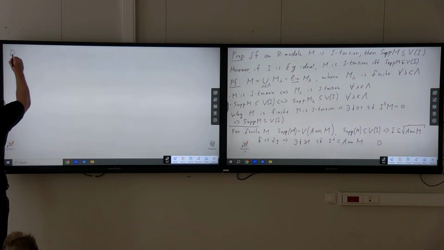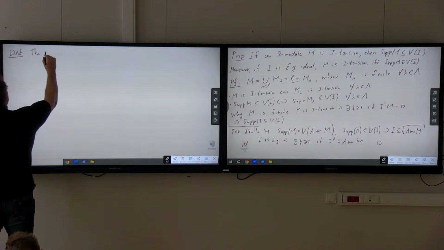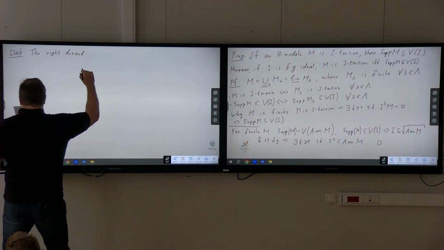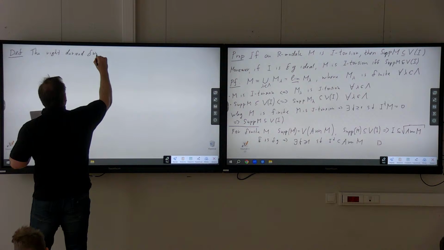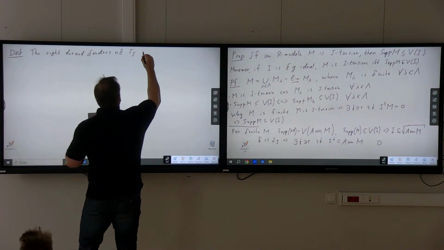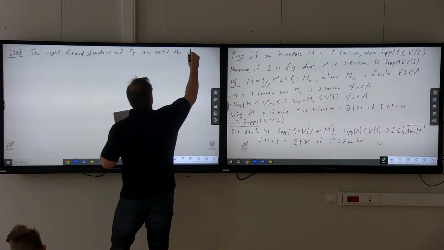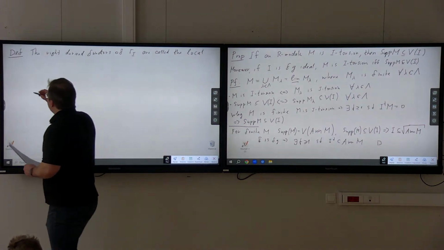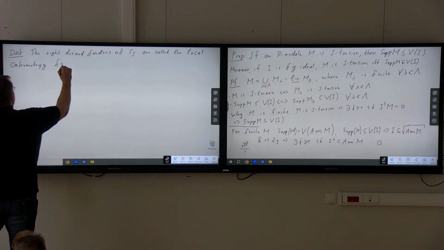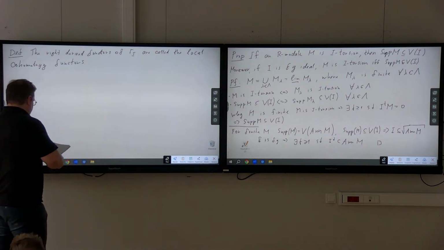Okay, definition. The right derived functors of the gamma sub I functor are called the local cohomology functors. And of course, if you compute this on a particular module, this will be local cohomology of this module.